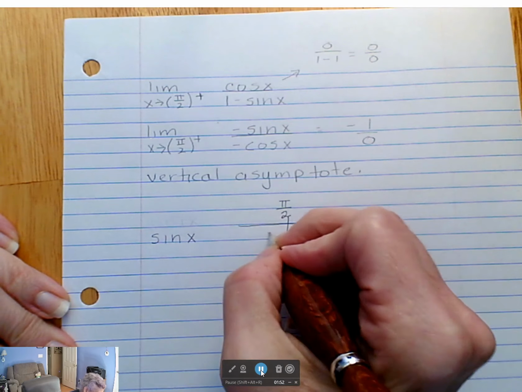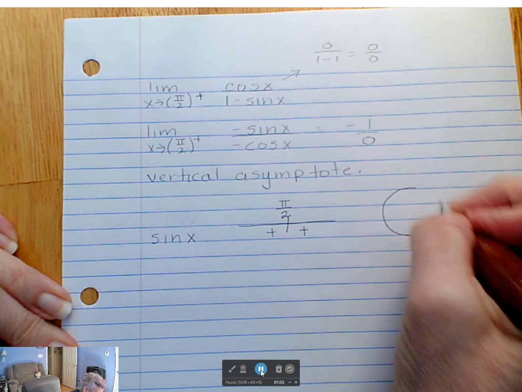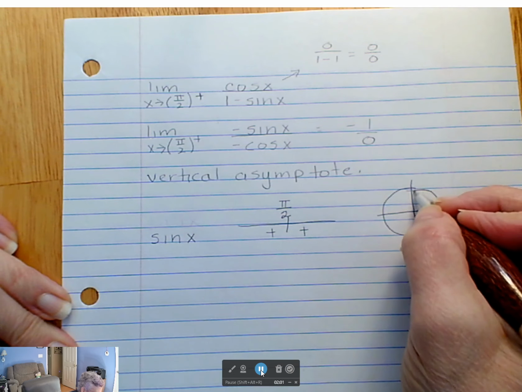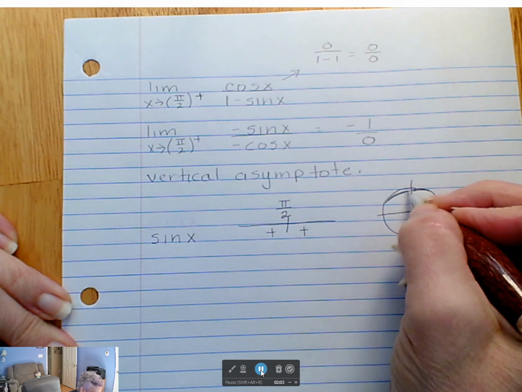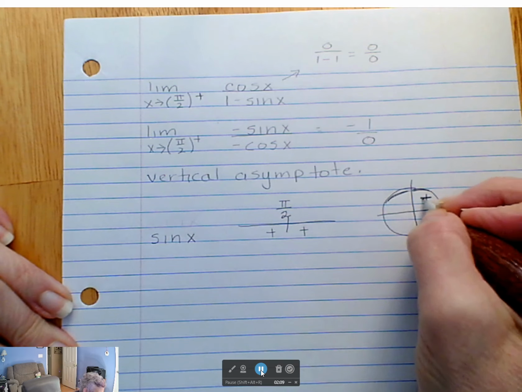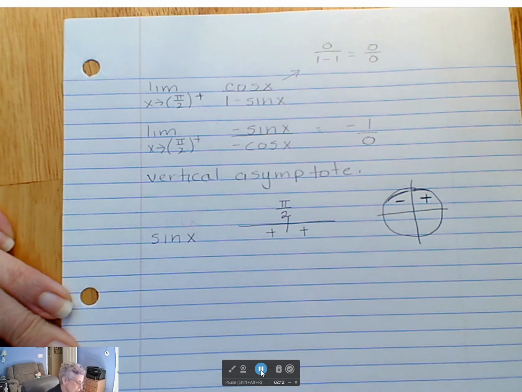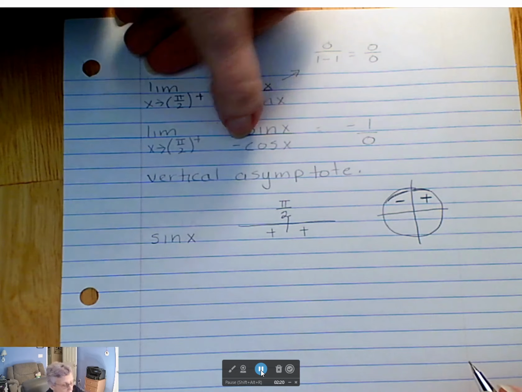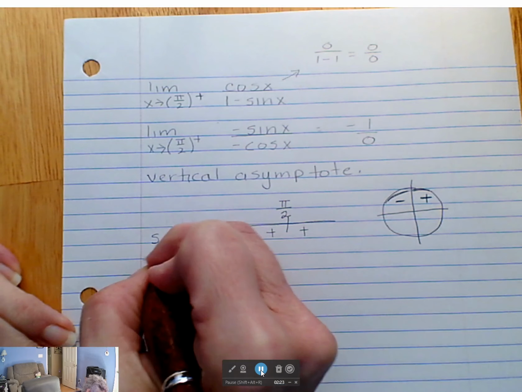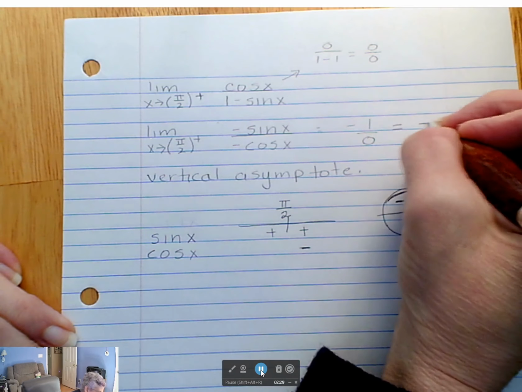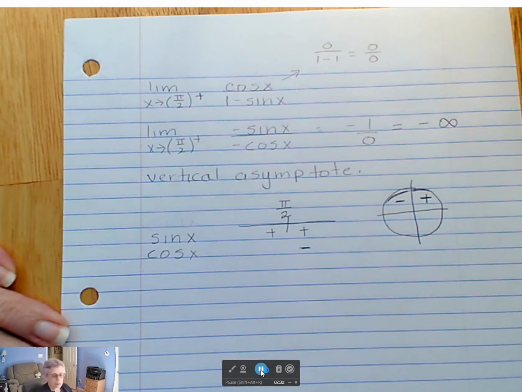On either side of pi halves, sine is positive. So here's my unit circle. And remember, these are numbers smaller than pi halves. These are numbers bigger than pi halves. So cosine is positive over here and negative over here. So as we approach pi halves from numbers bigger than pi halves, our cosine is going to be negative. So this is going to go to negative infinity.